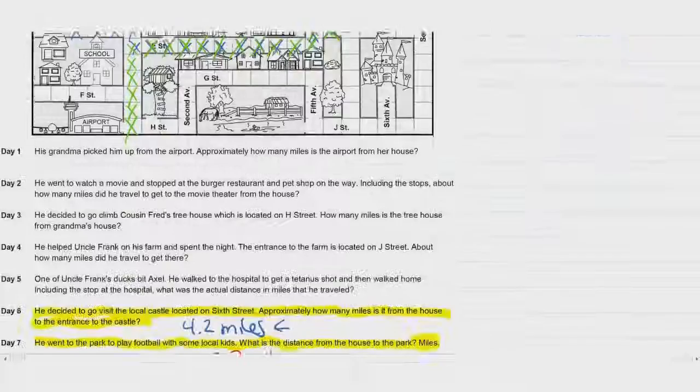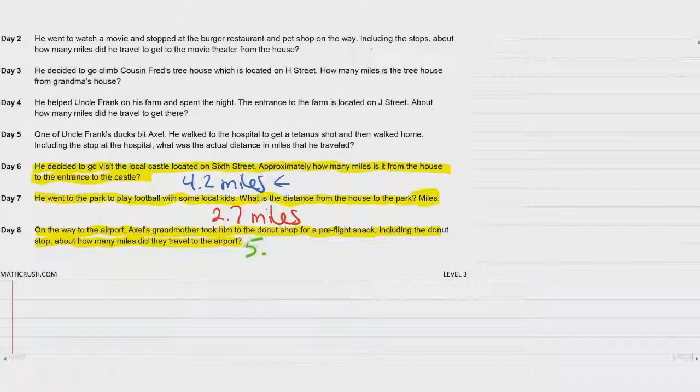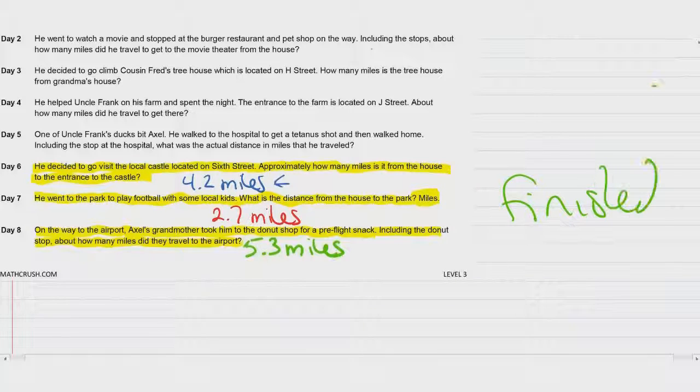Then we come down here and we write 5.3 miles. That is the final answer.